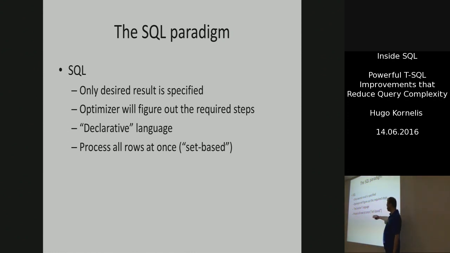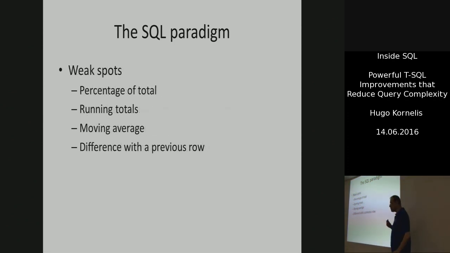We also call this working set-based. We process all rows at once. In reality, the optimizer will still eventually revert to looping over the rows, but we don't care about that part. That's internals. So from a developer perspective, it's a single query that specifies the entire result set, processing everything at once. There are some weak spots with this.